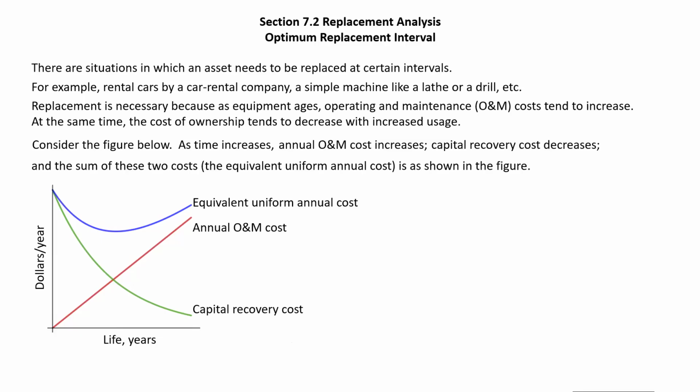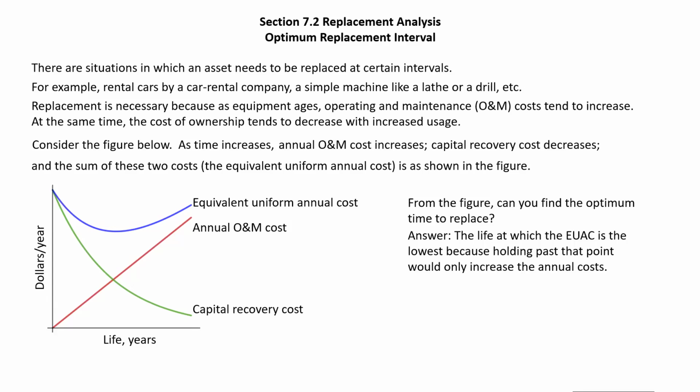And the sum of these two costs is as shown in the figure. From the figure, can you find the optimum time to replace? The answer: the life at which the EUAC, the equivalent uniform annual cost, is the lowest, because holding past that point would only increase the annual costs.